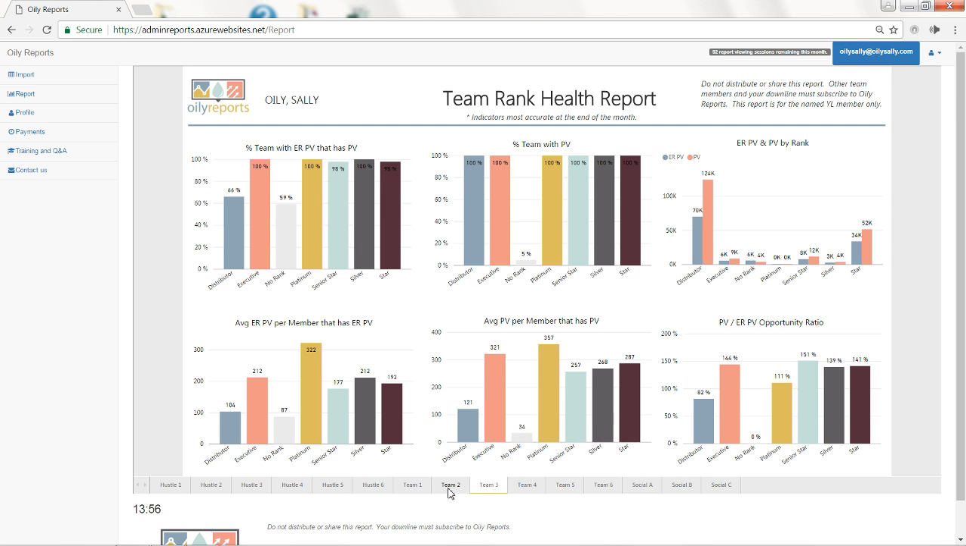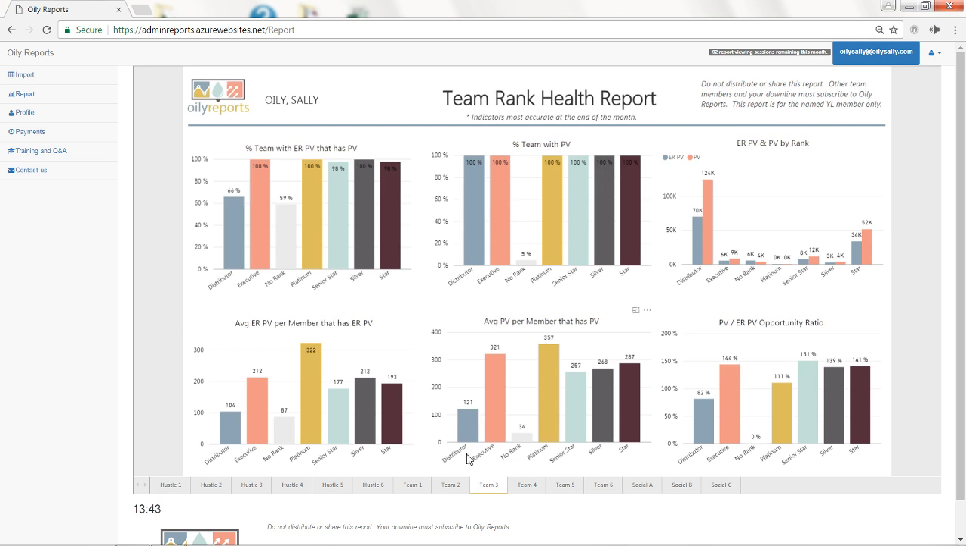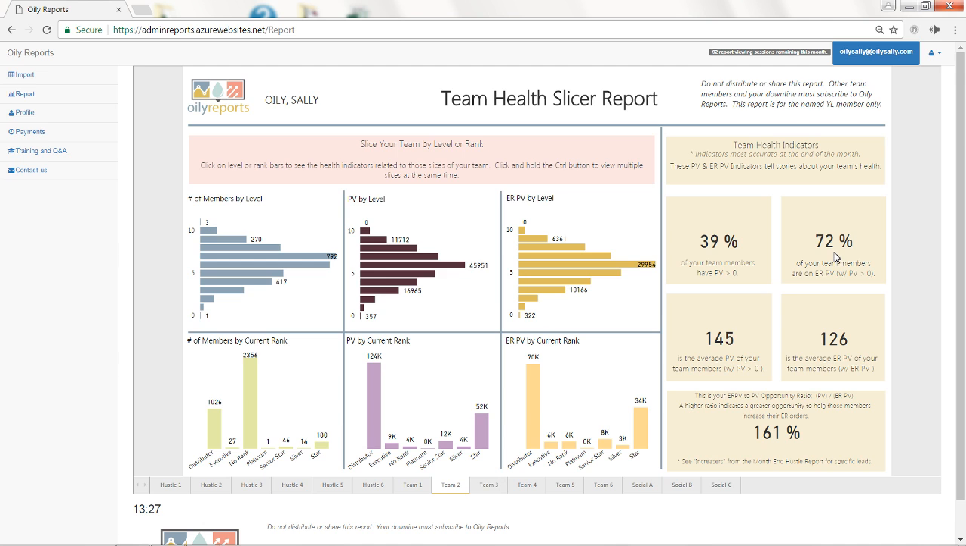So, I really like using the Slicer report for setting goals, and even for looking at your entire team and saying, okay, 72% on average are on ER. And when you see that distributors are 66, you can say we want to bring the distributors up to the team average of 72% as a team goal. And if you do that, then this is going to go up. Next month when you're checking this, it's going to be 74%. And then maybe you can focus on another goal while you're cycling in those things.